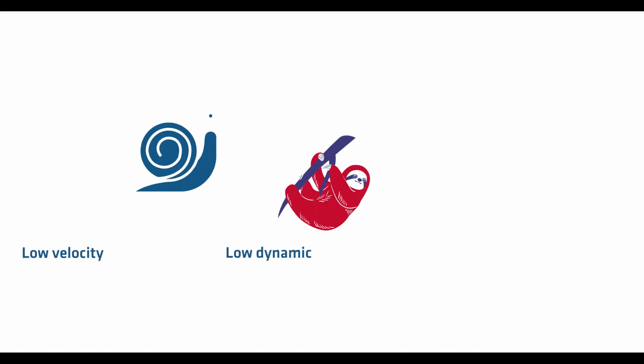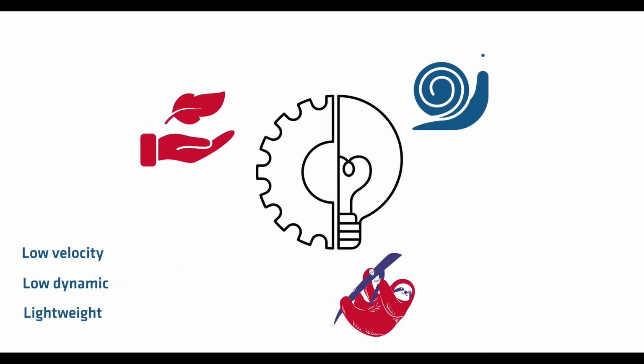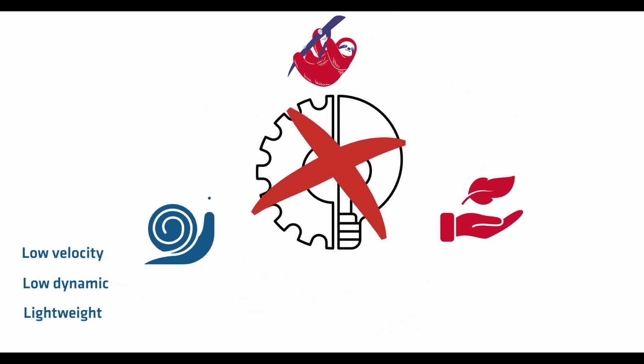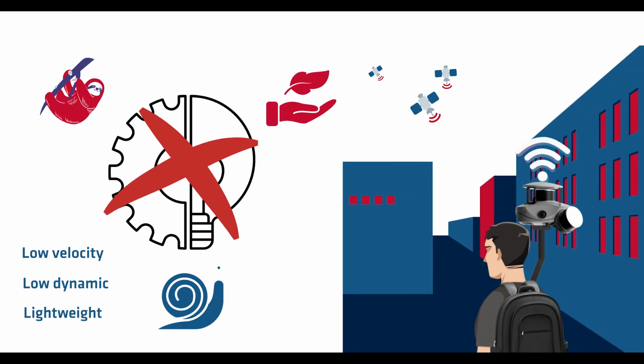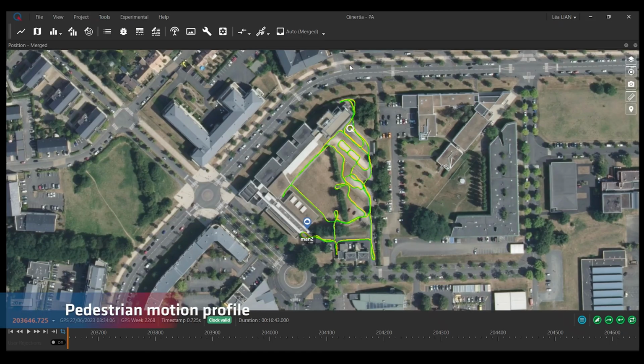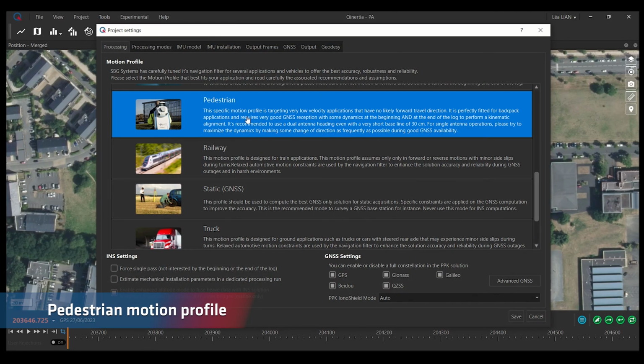For low velocity, low dynamic, lightweight applications, there is no good approach to determine the heading. This has been a critical challenge for pedestrian applications such as backpack-based mobile mapping. A specialized pedestrian motion profile has been added in Qinertia 4.